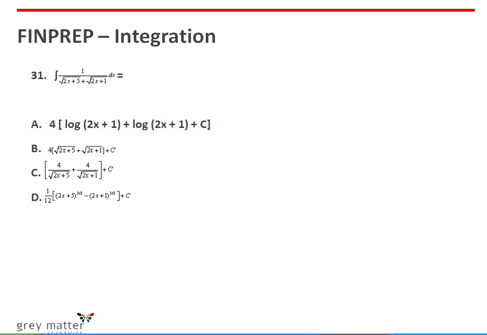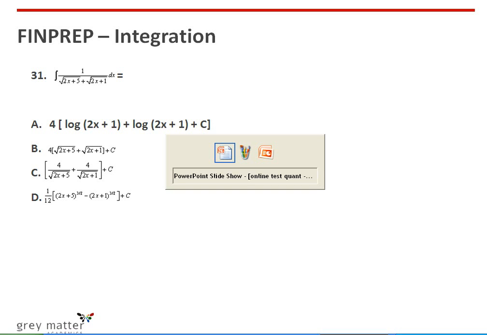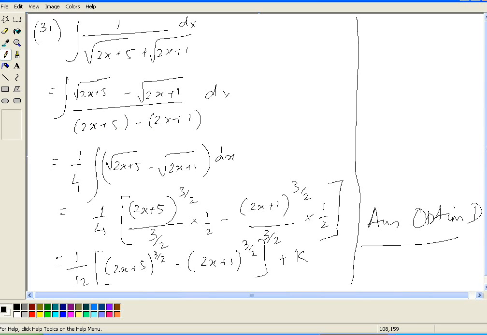31st problem, integral of 1 by square root of 2x plus 5 plus square root of 2x plus 1 dx. Now go to our work area, rationalizing, that is multiplying the numerator and denominator with the conjugate. So we get root of 2x plus 5 minus root of 2x plus 1 divided by root of 2x plus 5 plus root of 2x plus 1 into root of 2x plus 5 minus root of 2x plus 1, which will make the denominator as 2x plus 5 minus 2x plus 1.